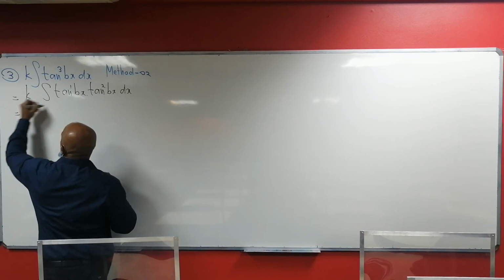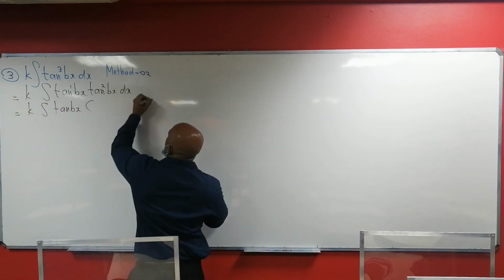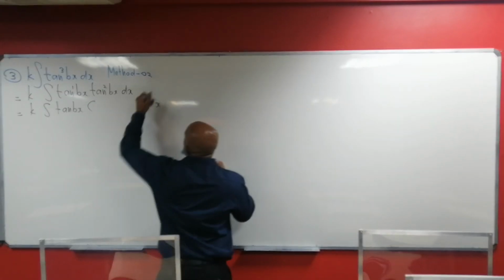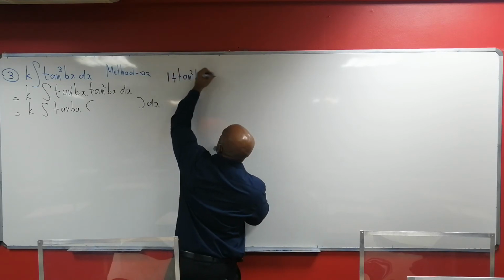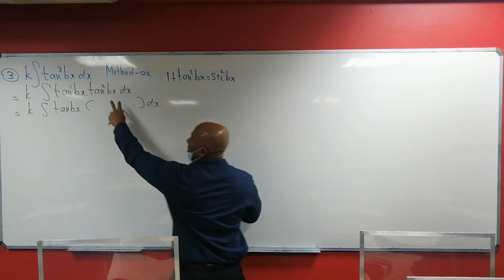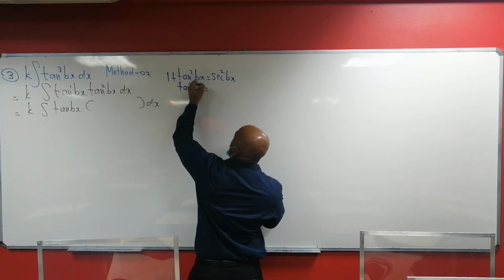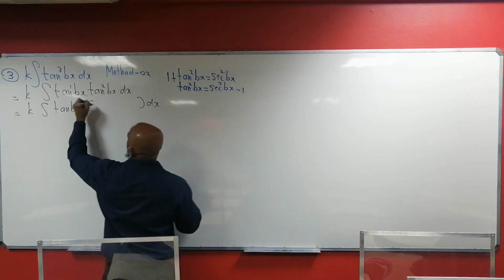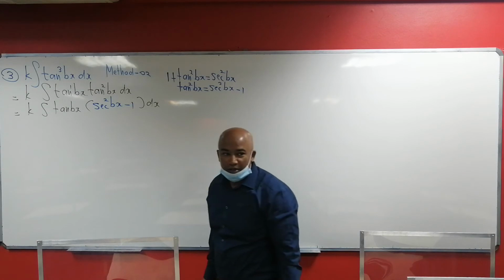That's going to be k tan bx. And then tan squared, we know from our square identities, remember that 1 plus tan squared of bx is equal to sec squared. So that's our square identity. We are rewriting tan squared. So we go tan squared is equal to sec squared minus 1. So all I'm going to do is replace this with sec squared minus 1.